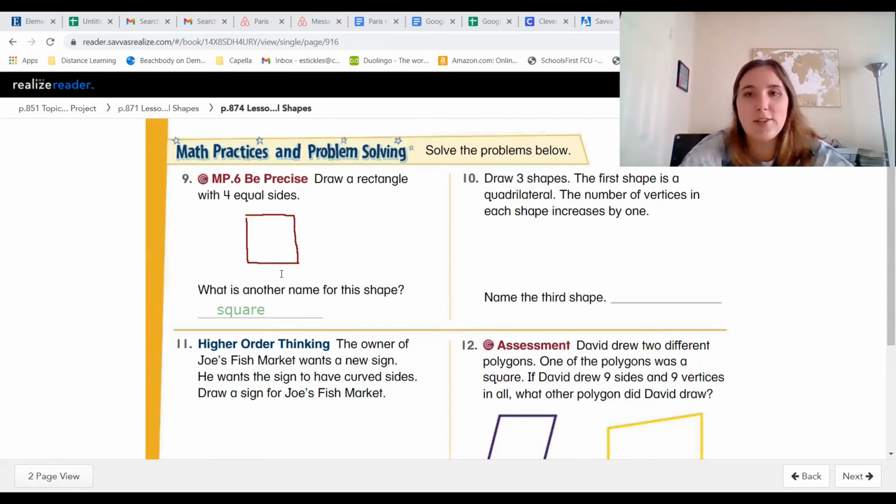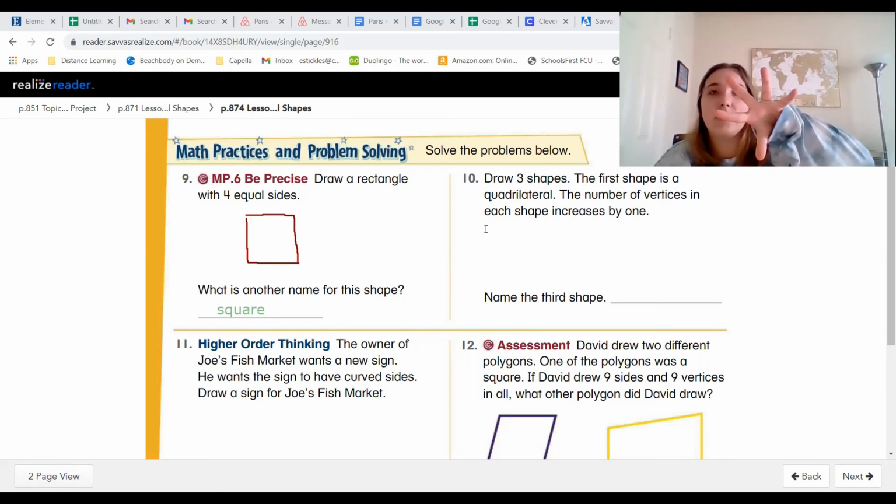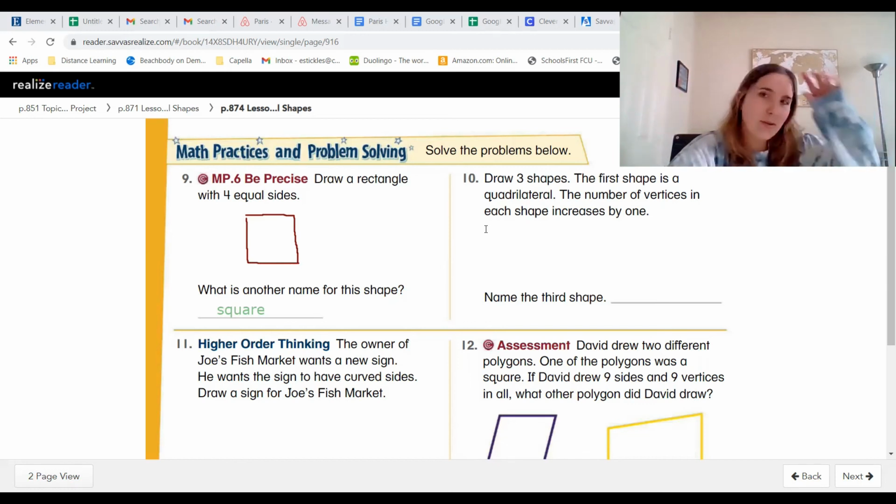You're going to do number 10. Let's read it. It says draw 3 shapes. The first shape is a quadrilateral. The number of vertices in each shape increases by 1. So just start with your first shape. And it has to have 4 sides and be a quadrilateral, and then draw another shape that has 1 more vertex, and then draw another shape that has 1 more. See what you come up with, pause me, do your work for a few minutes, try it, and then we'll come back and check. Okay, you ready?